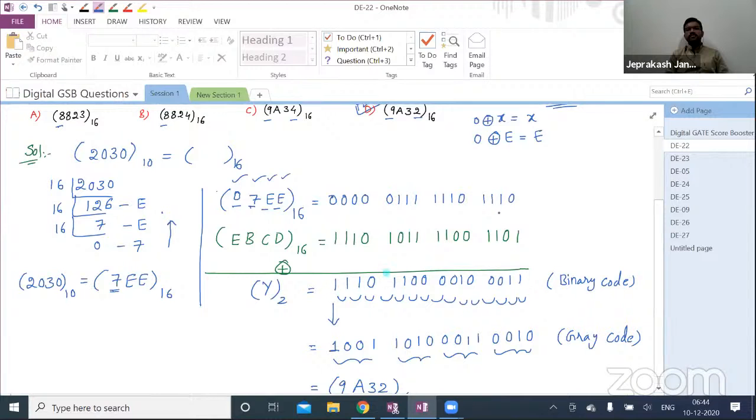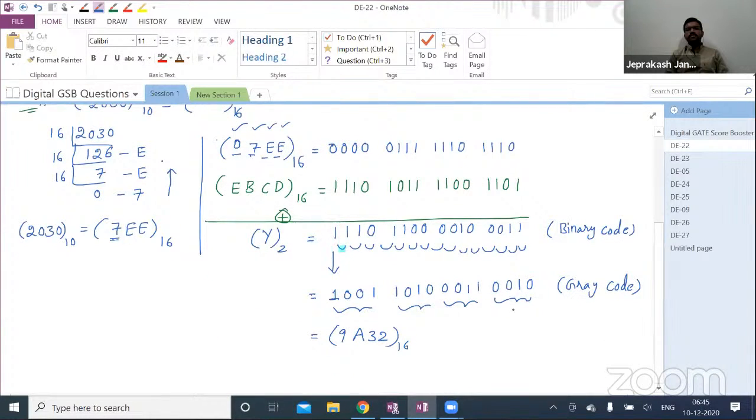Like that, you focus on the last one also. If you just calculate the starting digit and the last digit, with the help of those two, you can get the answer very quickly. Intermediate steps you can ignore in order to save time. Is it clear, all of you, regarding binary to gray code conversion?